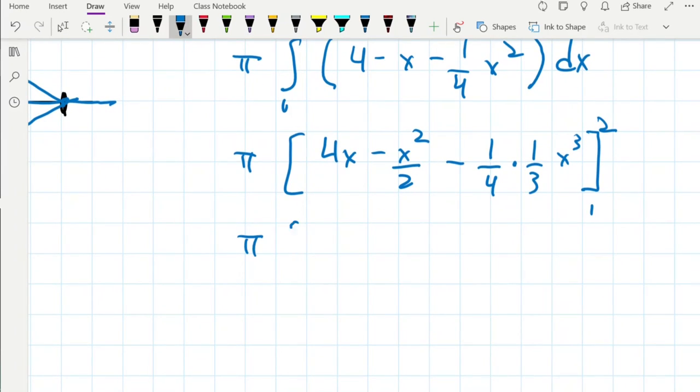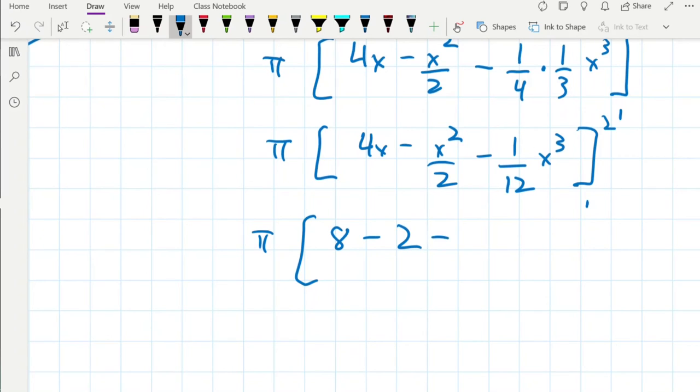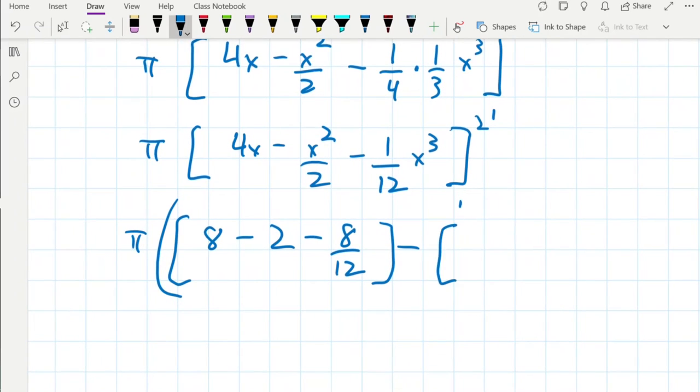So we're going to get pi times 4x minus x squared over 2 minus 1 over 12 x to the third power from 1 to 2, and then we can input. So we're going to get pi times 4 times 2 is 8 minus, so 2 squared is going to equal 4 over 2, so that'll be 2 minus 2 to the third power is going to be 8, so 8 over 12 minus, we're going to input 1, so 4 minus 1/2 minus 1 over 12.